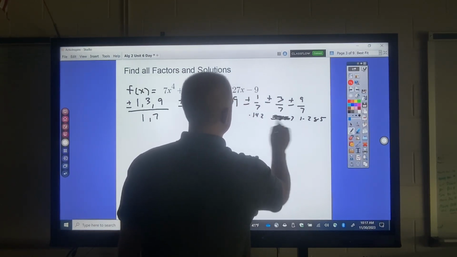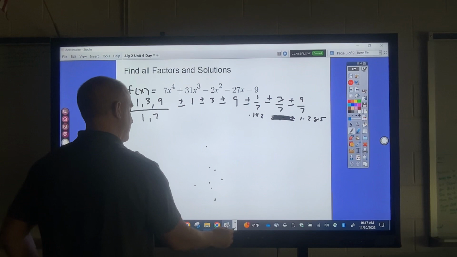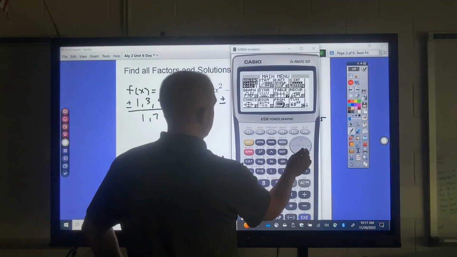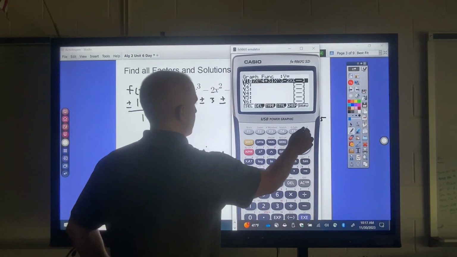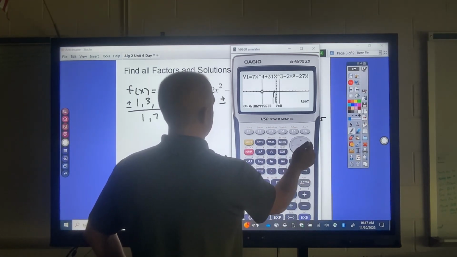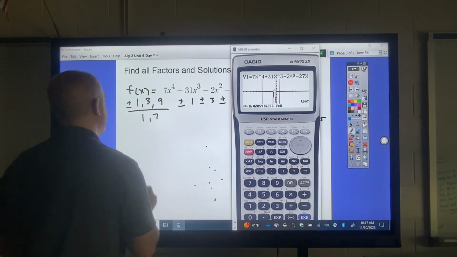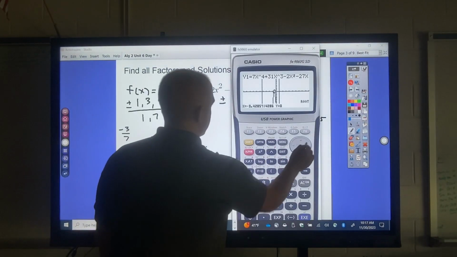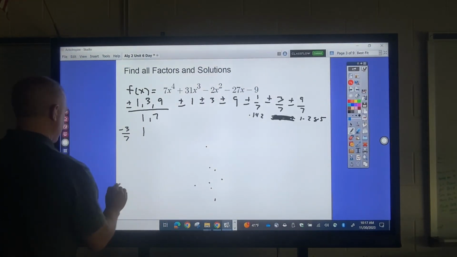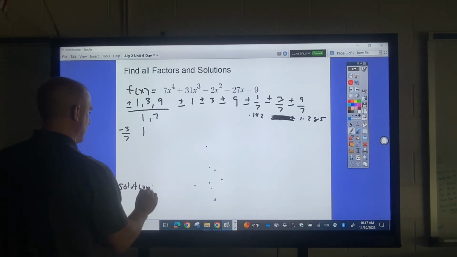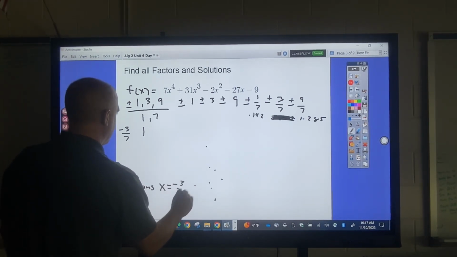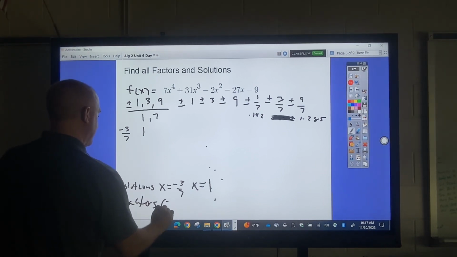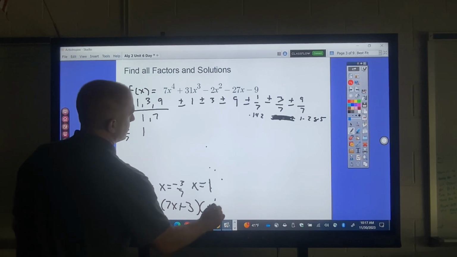So that's going to be 3/7. All right, with this, I've got G-solve root. I've got negative 3/7 is one of the answers, and 1 is the other. So solutions: x equals negative 3/7, x equals 1. I automatically know that those factors are 7x plus 3 and x minus 1.